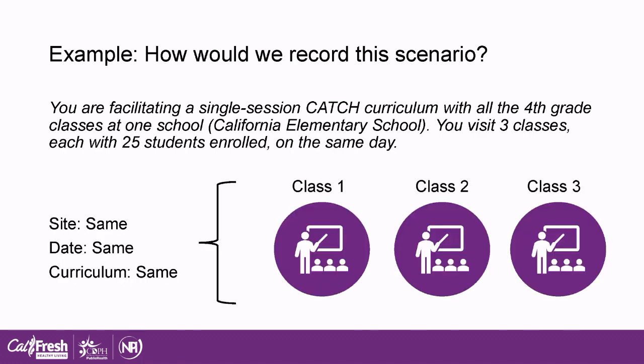What I want to stress here is that we are talking about a situation where you have facilitated the same curriculum on the same day at the same site. All 3 of these components need to be the same for this to be acceptable. So, if you were to go to California Elementary School to facilitate this CATCH curriculum with Class 1 on Monday, and then return Tuesday to work with Class 2, this wouldn't work. You would need to submit 2 PAIRS entries.